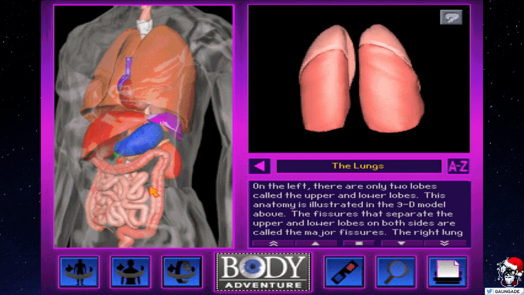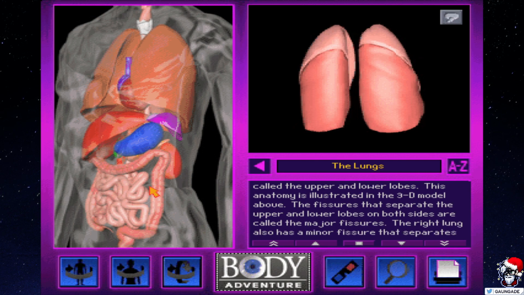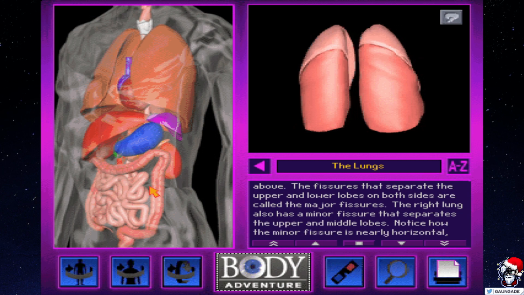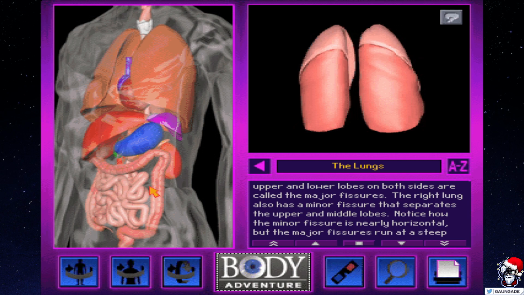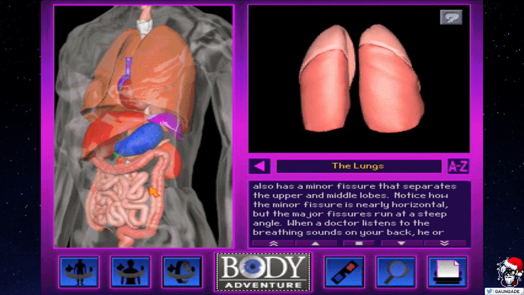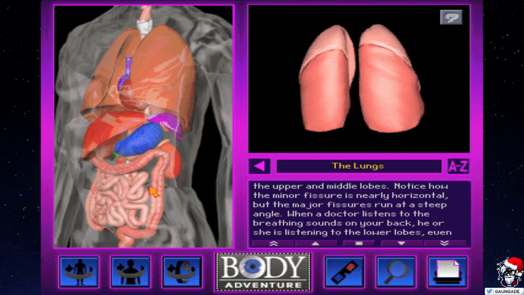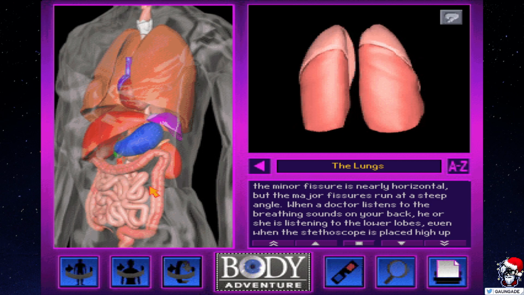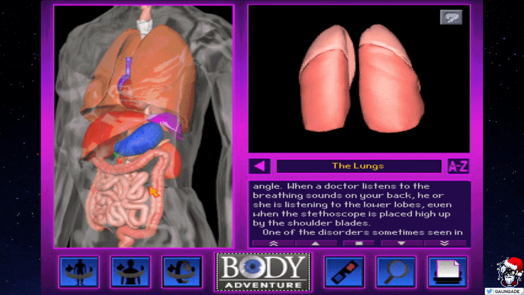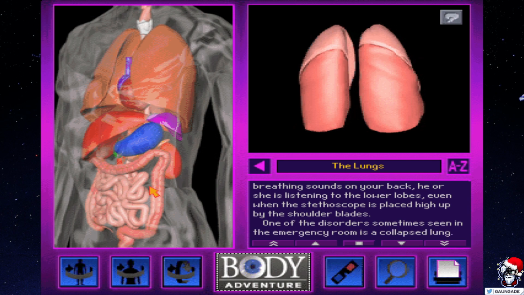The fissures that separate the upper and lower lobes on both sides are called the major fissures. The right lung also has a minor fissure that separates the upper and middle lobes. Notice how the minor fissure is nearly horizontal, but the major fissures run at a steep angle. When a doctor listens to the breathing sounds on your back, he or she is listening to the lower lobes, even when the stethoscope is placed high up by the shoulder blades.